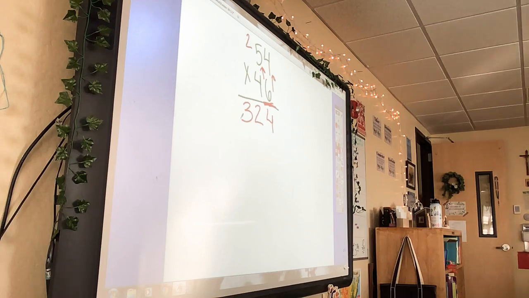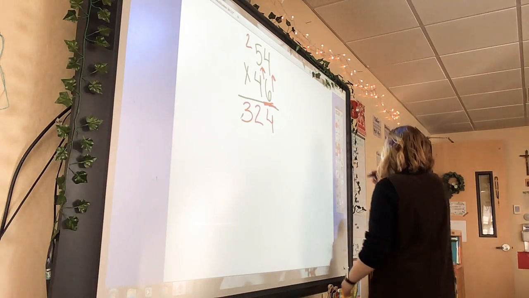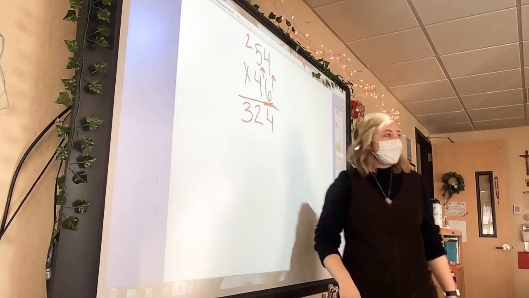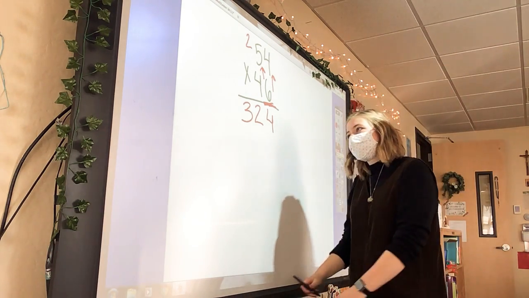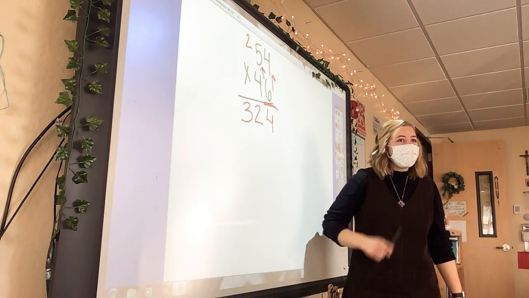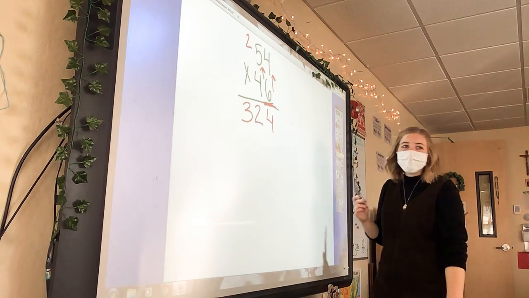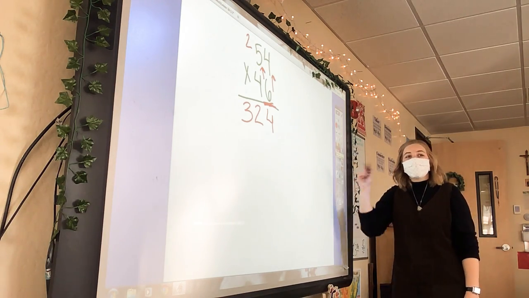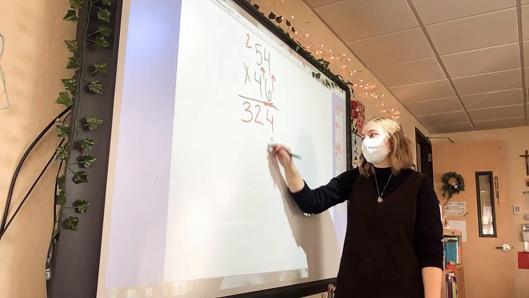324. Good. What do we need to write? Raise your hand before we move on to the next part. Noah, go. A partial product. Not quite the correct term. What is it that I write? A 0. Good.